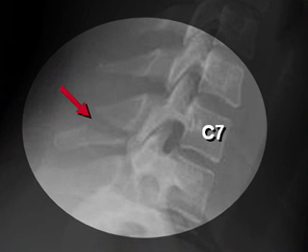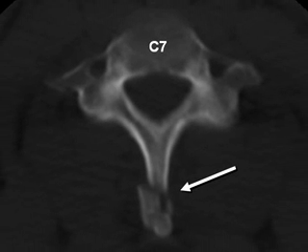And this is an example of a clay shoveler's fracture in which there is a horizontal fracture, in this case through the spinous process of C7 as indicated by the red arrow. This is a CT scan of another patient with a clay shoveler's fracture. The white arrow is pointing to the fracture through the spinous process of C7.